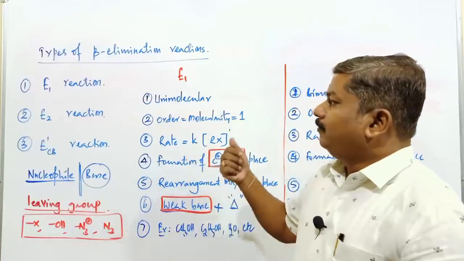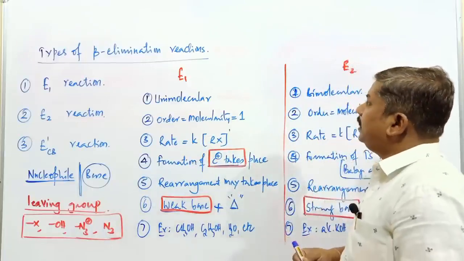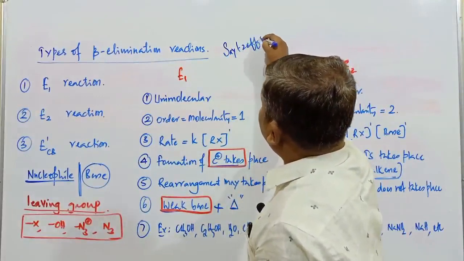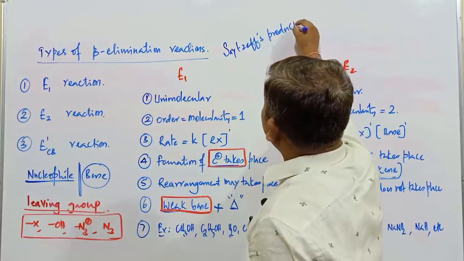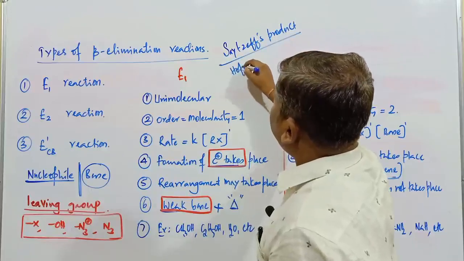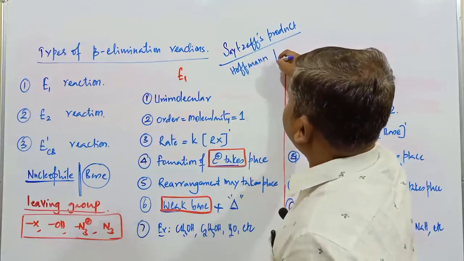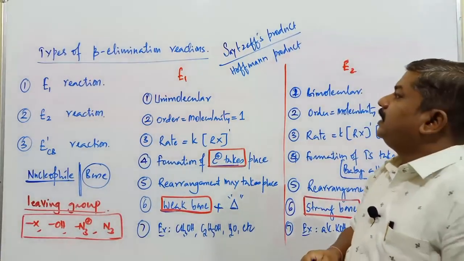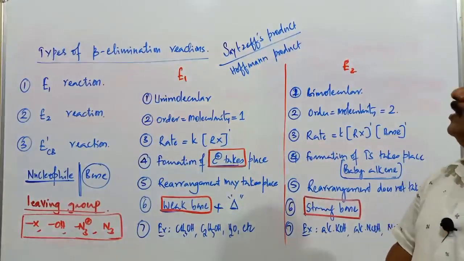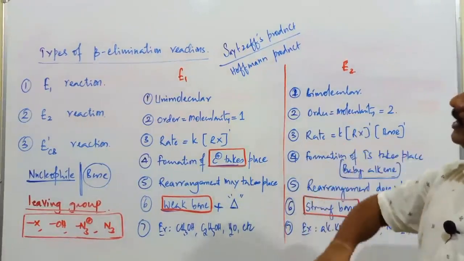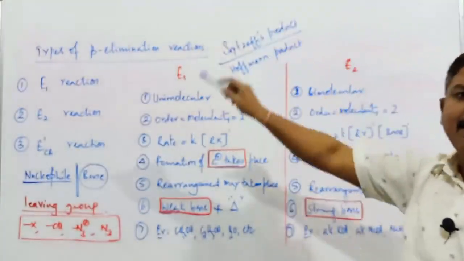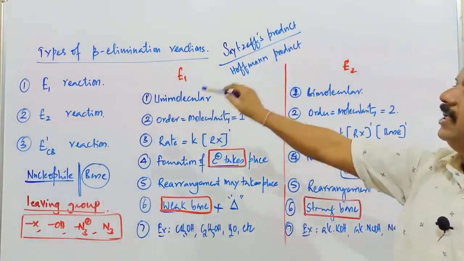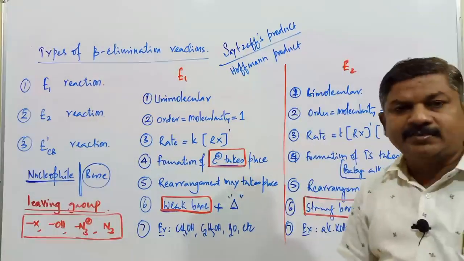And another important point related to this particular E1 and E2 reaction is going to be formation of the Saytzeff product, and one more, formation of the Hofmann product. This is a very important point. Under what condition formation of Saytzeff product takes place? Under what condition formation of Hofmann product takes place? In most of the cases, formation of Saytzeff product takes place since the compound is more stable. But there are some exceptional cases, there also the formation of Hofmann product takes place.